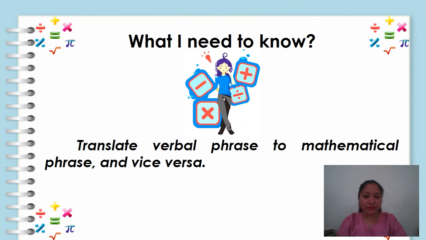Our lesson objective for today is to translate verbal phrase to mathematical phrase and vice versa. So in your English subject, you learn about phrases and sentences. When we say phrase, it is a group of words that stands together as a single grammatical unit and do not contain subject and verb, while sentence is a group of words that is complete in meaning.